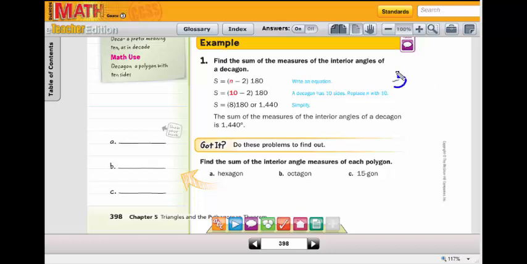Okay, here are your solutions to 5-4. These are the letter problems. So the first problem is letter A. It asks us to find the sum of the interior angle measures of each polygon. Well, in this case, the polygon is a hexagon.